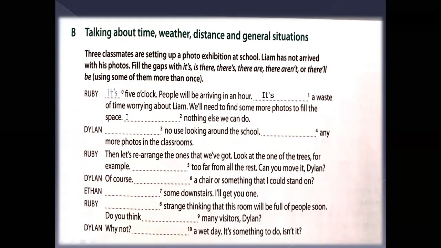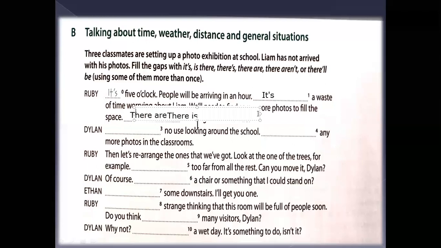Okay. Find some more photos to fill this space, and there is nothing else we can do. Is that correct? There is nothing else to do. Because when you refer to nothing, what do we count it as?